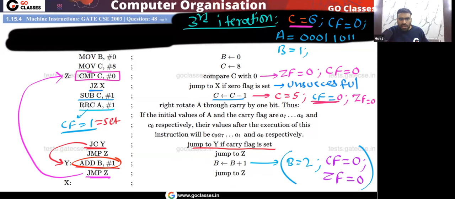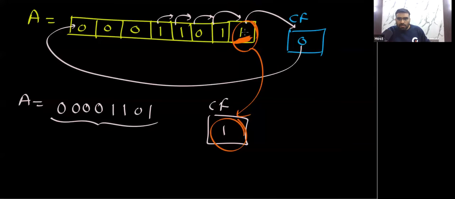Slowly, are you getting the point? See, this B value is increasing because of the ones in the A. Yes or no? In this A, if this LSB is 1, then this value of B is increasing. Yes or no? Is this clear?